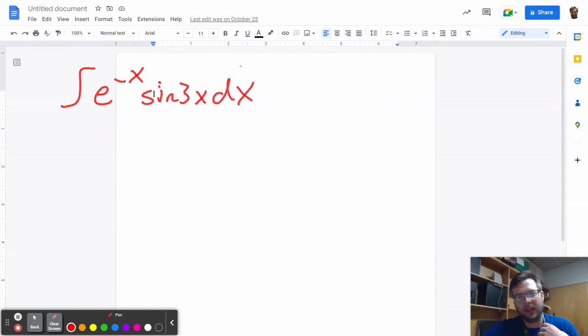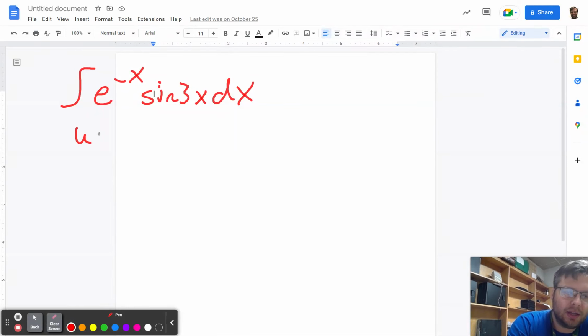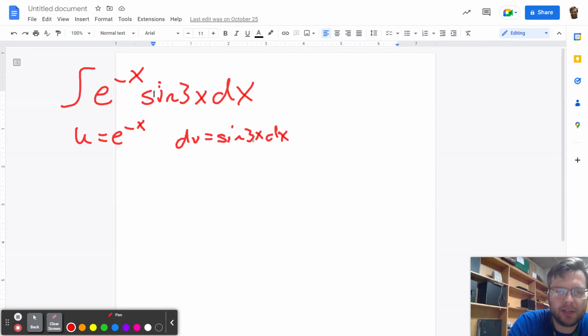The tricky thing about integration by parts is neither piece really gets better. They stay both exponential, they stay trig. So there's no, like how a polynomial gets easier as you take its derivatives. So I'm just going to set u equal e to the negative x, dv equal sine of 3x dx. No particular reason. I just have to choose one of them and go from there.